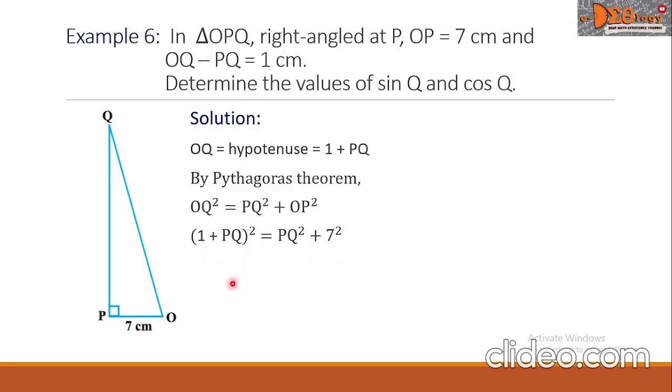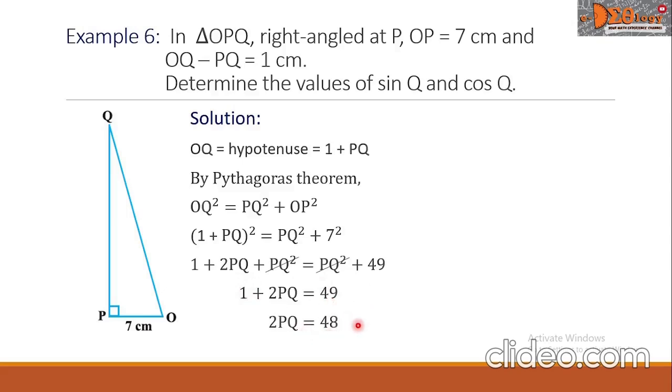We expand the left side, it becomes 1 plus 2 PQ plus the square of PQ equals the right side, now square of PQ plus 49. Both sides here have the square of PQ that we can cancel. So we simplify this as 1 plus 2 PQ equals 49. We transpose this constant 1 to the right. It becomes negative 1. So 49 minus 1 is 48. Then from here, we divide by 2. We will get the value of the side PQ, and that is 24.